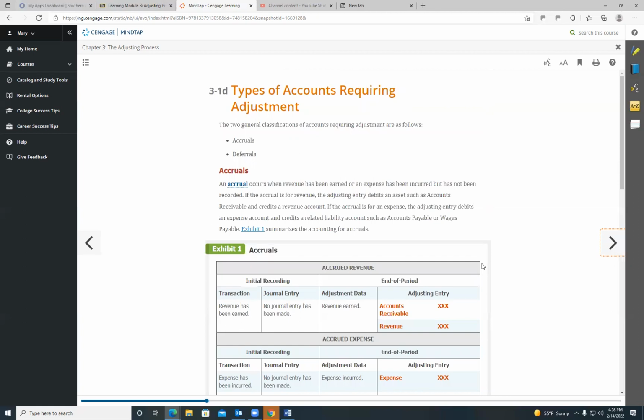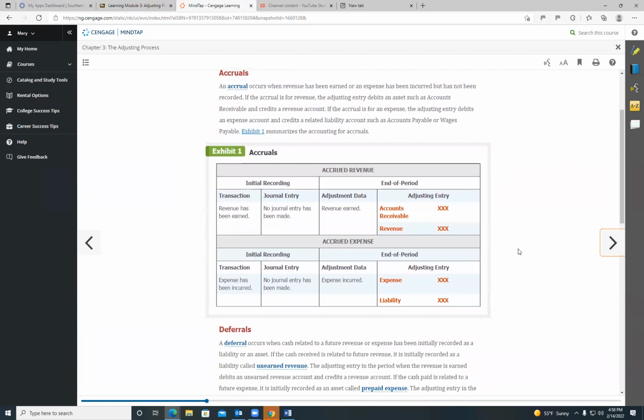not been recorded. So if the accrual is for revenue, the adjusting entry debits an asset such as accounts receivable and then credits a revenue account. If the accrual is for expense, then the adjusting entry usually debits an expense account and then credits a related liability account, such as accounts payable or wages payable. And then here's some examples of accrued revenue and accrued expenses and what the adjusting entry would look like.